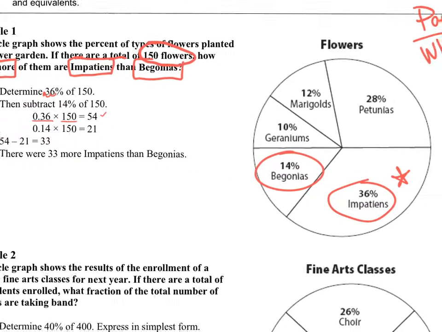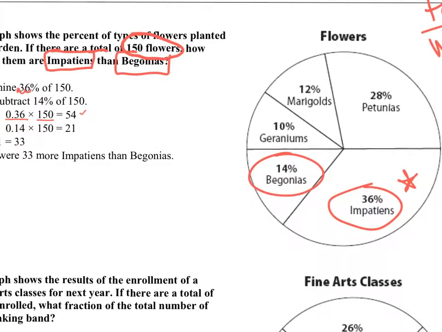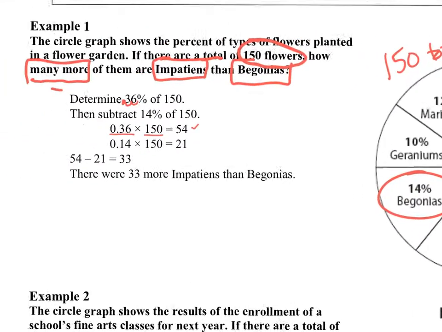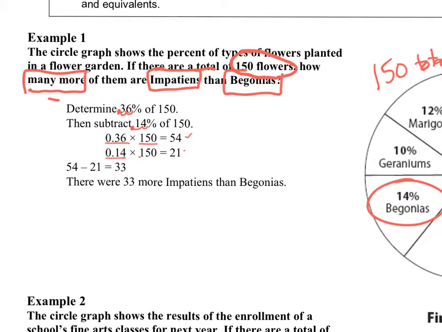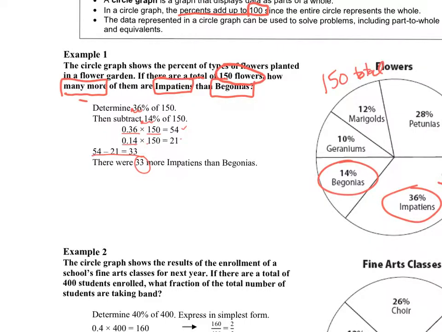Then for the begonias, 14% of 150 total. That's how many they said were total altogether. So turn 14% into a decimal. Remember, if it's a whole number, put an imaginary decimal at the end, move it 2 spaces to the left. So 0.14 times 150, and we get 21. The question was, how many more impatiens than begonias? So subtract 54 minus 21, and we get 33. 33 more impatiens than begonias.